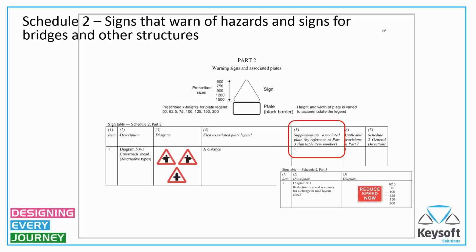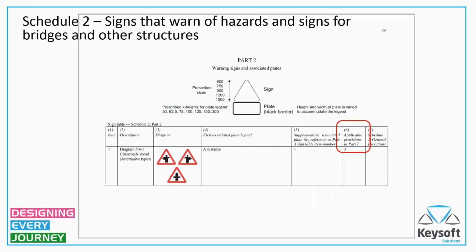And column 5, we've got the supplementary associated plate. As I mentioned, that's by reference to Part 3. That's the next table in the schedule. And the item number 1 there, you can see I've just got a little extract at the bottom. It's possibly a little bit small for you to see the detail of that. The heights of that sign are based on the X heights next to the image, and the diagram number 511, you'll all be familiar with that. So that is a bit of cross-referencing. You have to have some fingers to place as you leaf forward into the document.